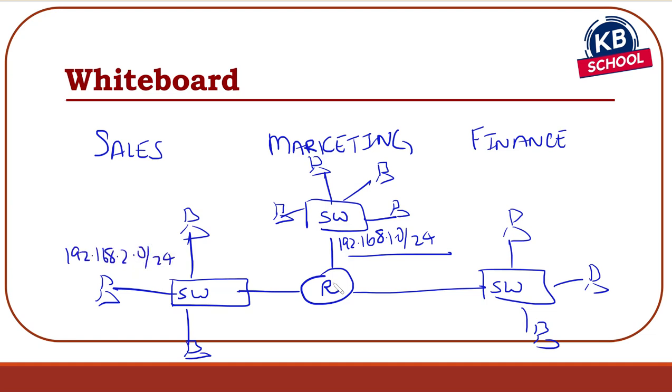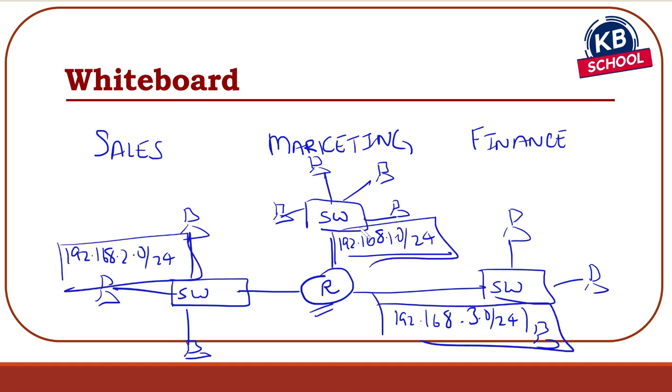And because these are different IP subnets, in order to connect from marketing to sales or finance, I'm going to use the router to connect these different networks to each other. So router basically connects different networks to each other. A switch basically connects the different devices on the same network to each other. Hopefully that part is clear now.